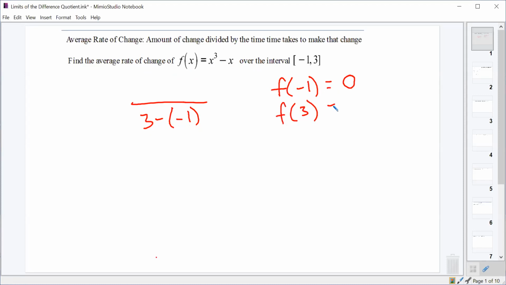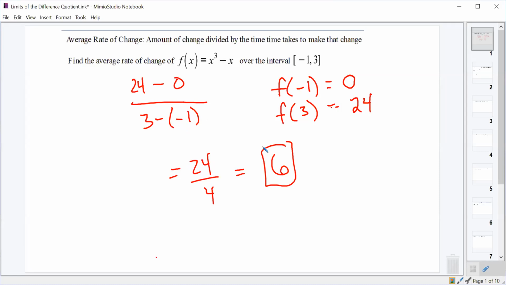And then what about f of 3? Should be what? 24. 24, good. So we got 24 minus 0 over 3 minus -1. So 24 over 4. For a slope of 6, an average rate of change of 6.